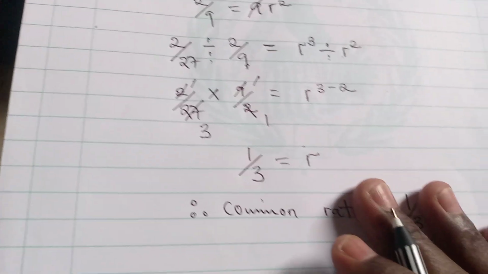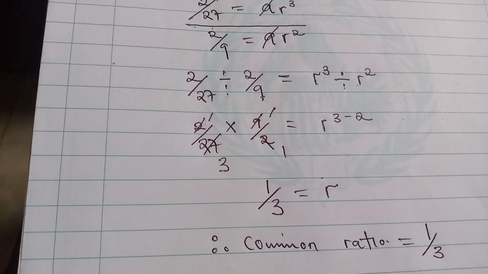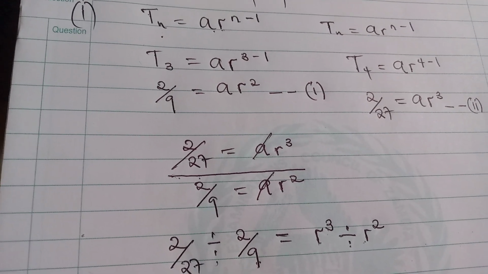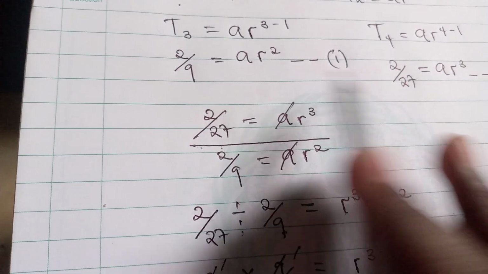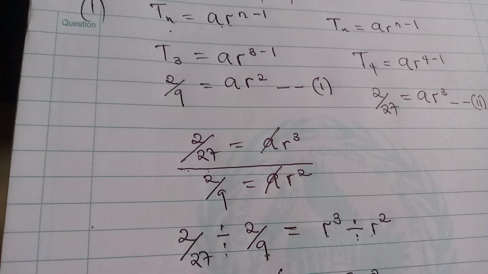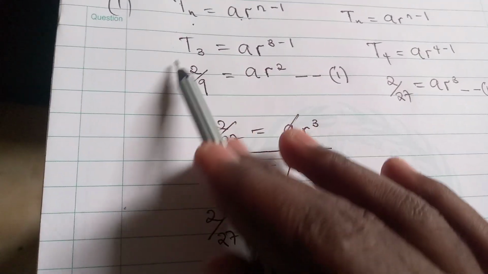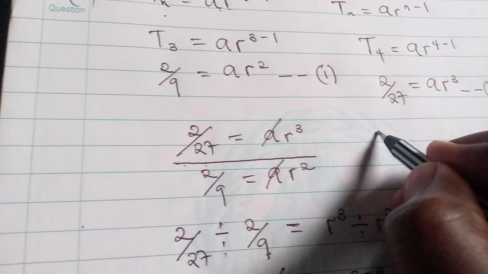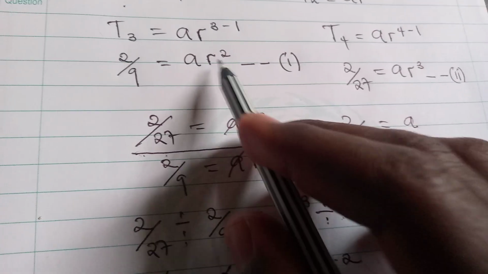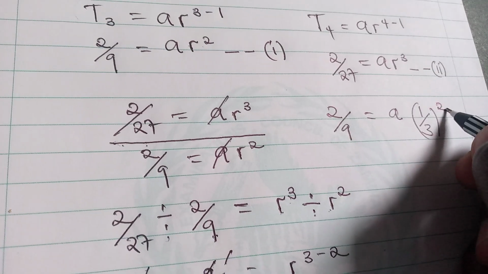So we have calculated the common ratio. Now we have to find the first term. From the two equations, pick any of your choice; the fact is that you are going to obtain the same value for the first term. I am going to go with the first one, which is 2 over 9 is equals to first term, and the common ratio I have calculated to be 1 over 3, to the power 2.